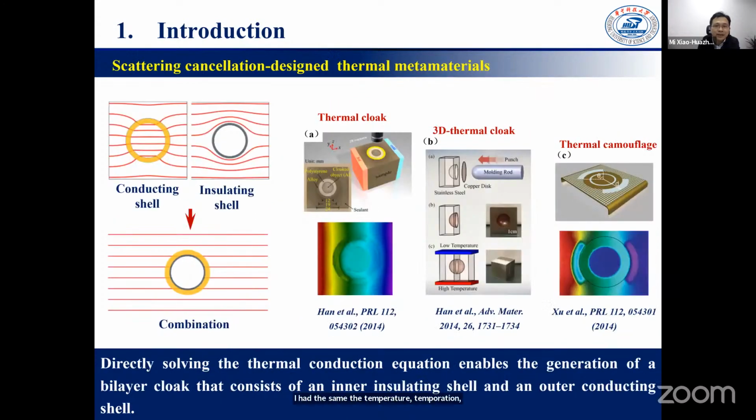The second method is the scattering cancellation method for designing thermal materials. Using this method, solving the thermal conduction equation enables the fabrication of a bilayer cloak like this. The yellow one is the conducting shell, and the green one is the insulating shell. This cloak consists of an inner insulation shell and an outer conduction shell, and the cloak function can be achieved like in this research work.